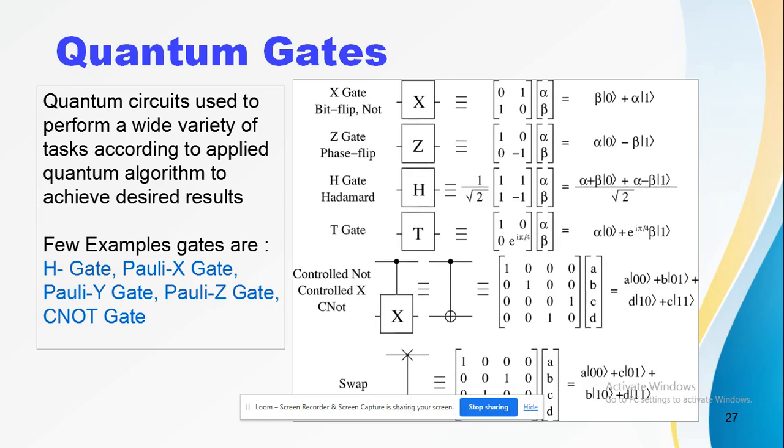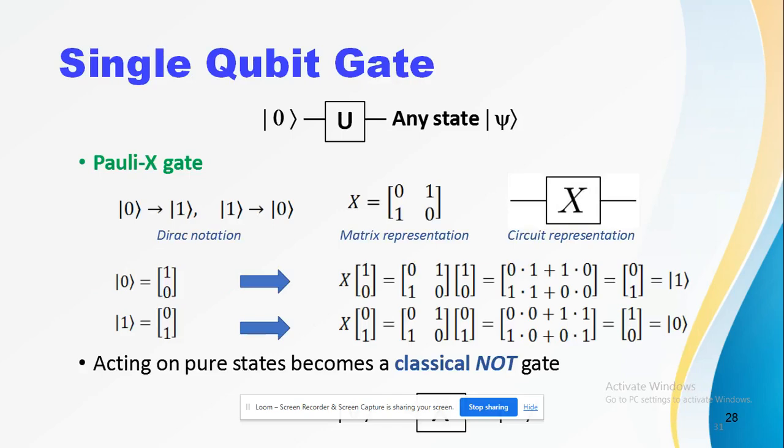A few examples of quantum gates are Hadamard gate, Pauli X gate, Pauli Y gate, Pauli Z gate, CNOT gate. There are lots of types of quantum gates. Let us see each of these in detail.